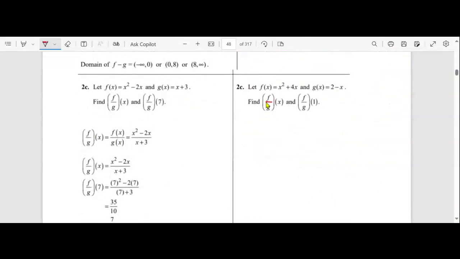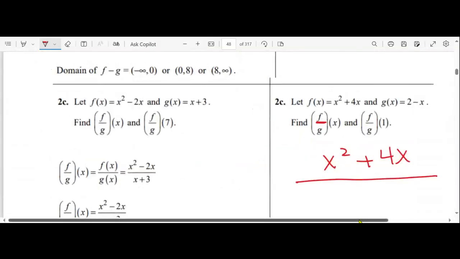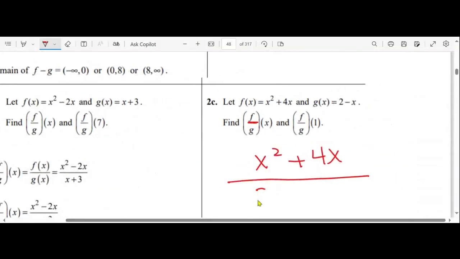He's asking you to do what here? Who can tell me? Division. Okay, what is f? x squared plus 4x. Very good. And what is g? 2 minus x. Can I cancel x with x? No. Can I cancel 2 with 4? No. Why? Because we have addition and subtraction. Yes, there is a relation. We cannot break this relation.